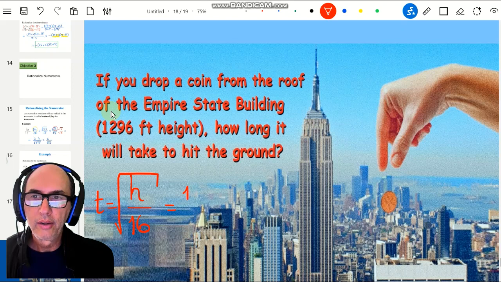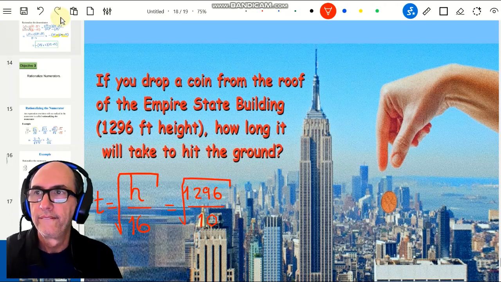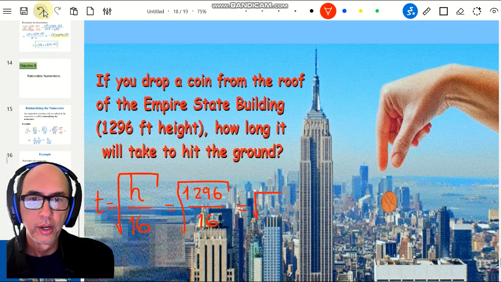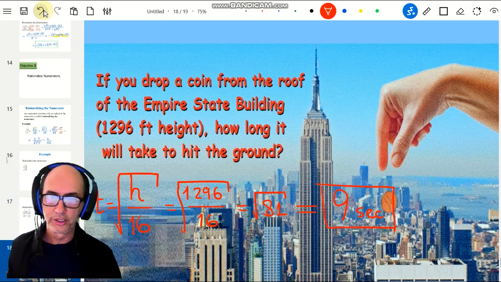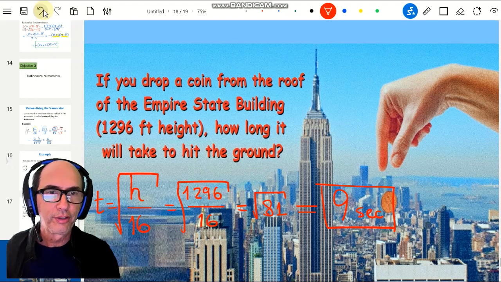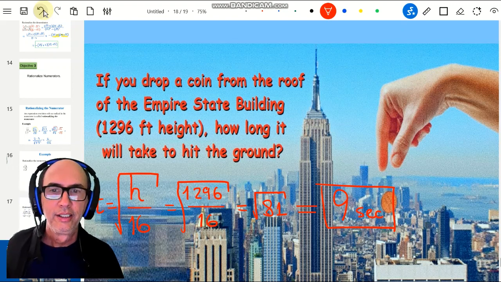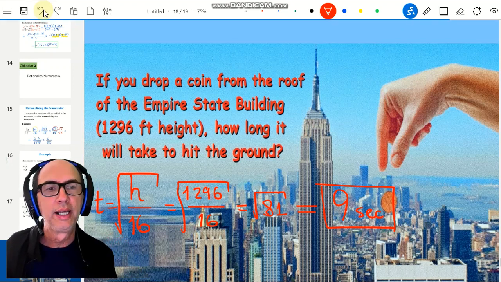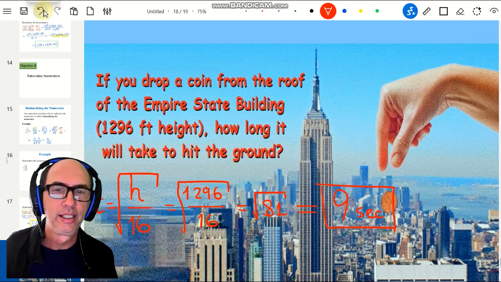The high, 1,296 divided by 16. Find the square root. This is going to be square root of 81. And square root of 81 is 9 seconds. 9 seconds is the right answer. Just 9 seconds. Not several seconds, not several minutes. And I think it's a myth that the coin will hurt someone on the sidewalk. I don't think this will happen.